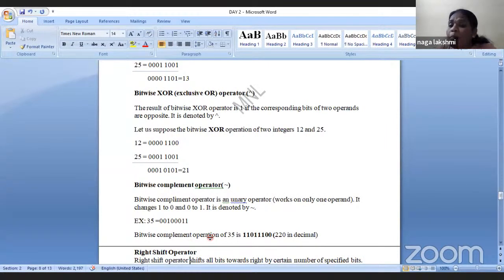What is the bitwise complement operator for 35 means what you have to do? ఇలాంటివి అడిగితే మీకు exam లో first you have to convert 35 into zeros and ones. Later, whichever the output you got, complement means what? You have to change. Zeros become ones, ones become zeros. Is there any doubt here?